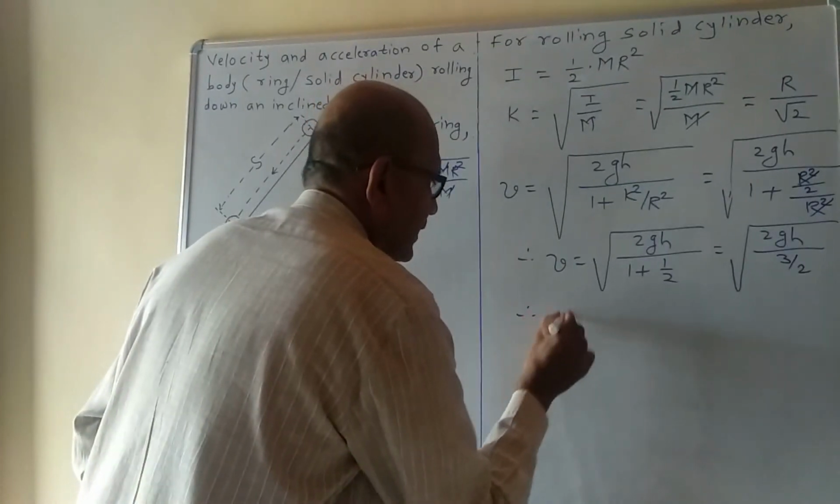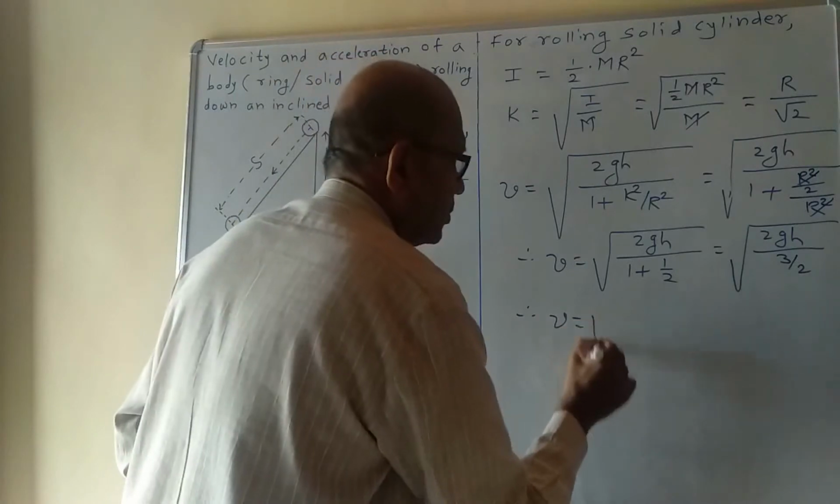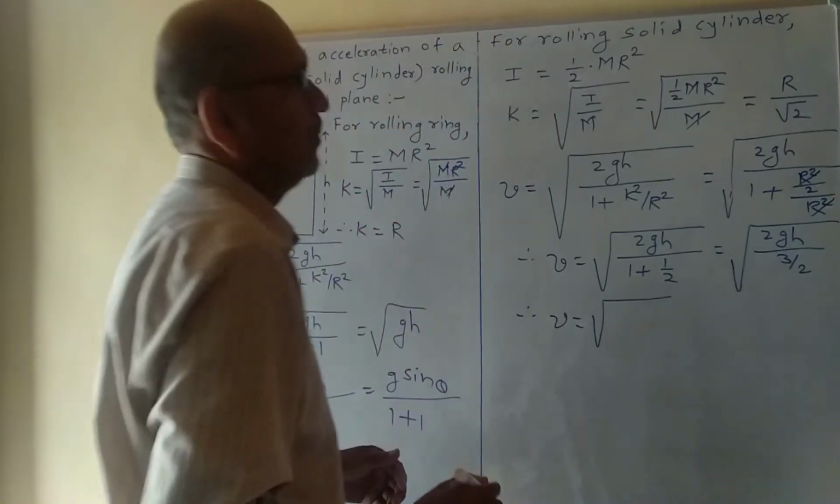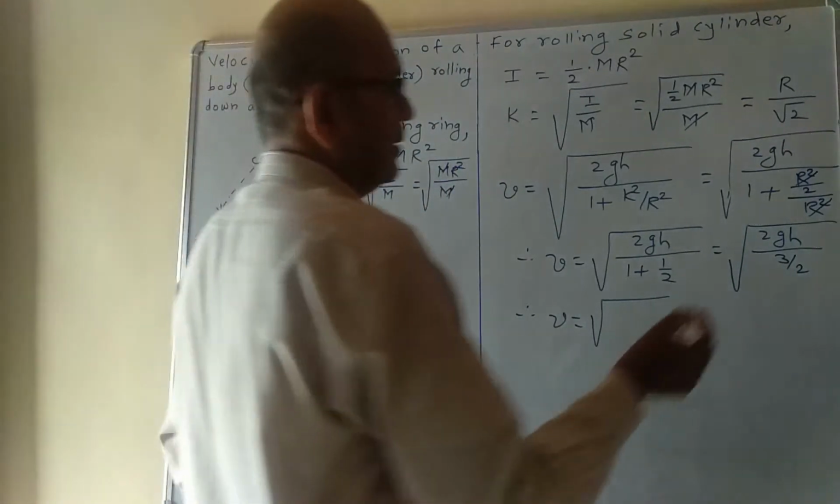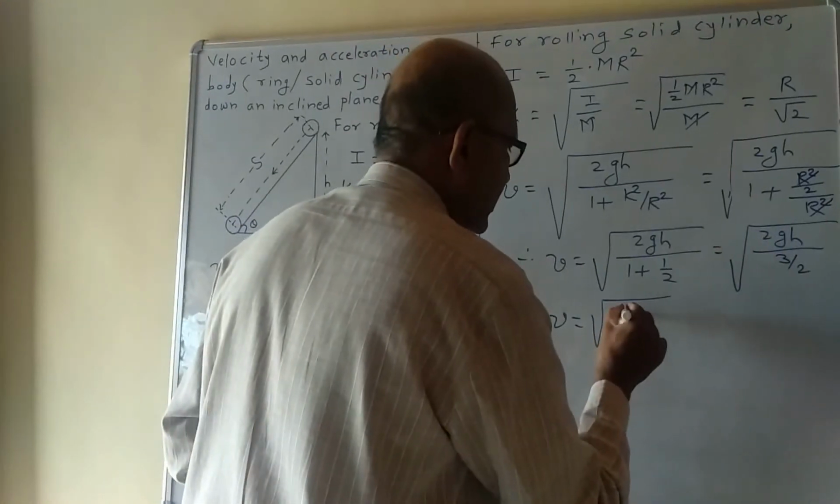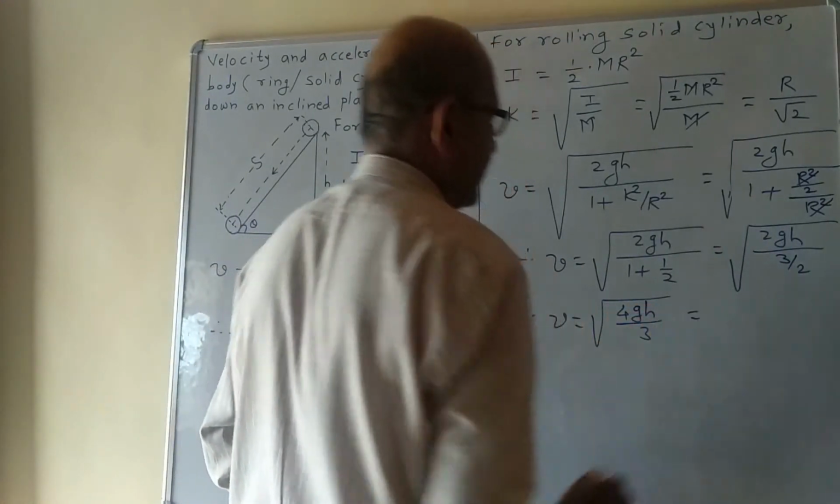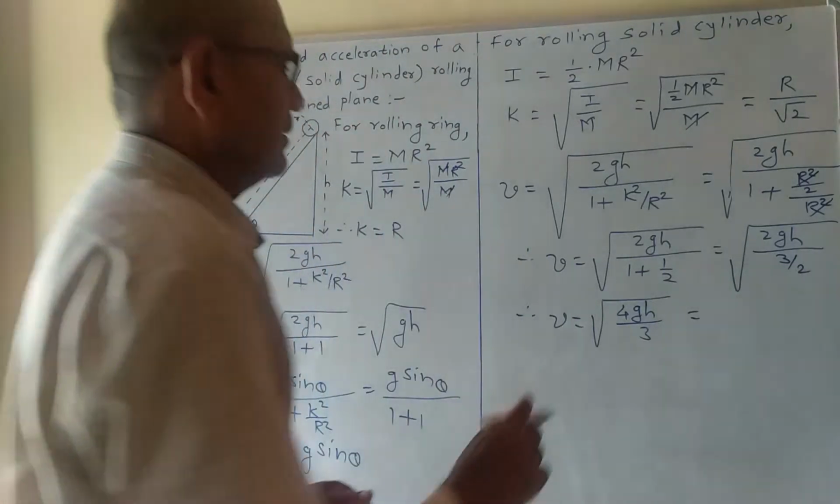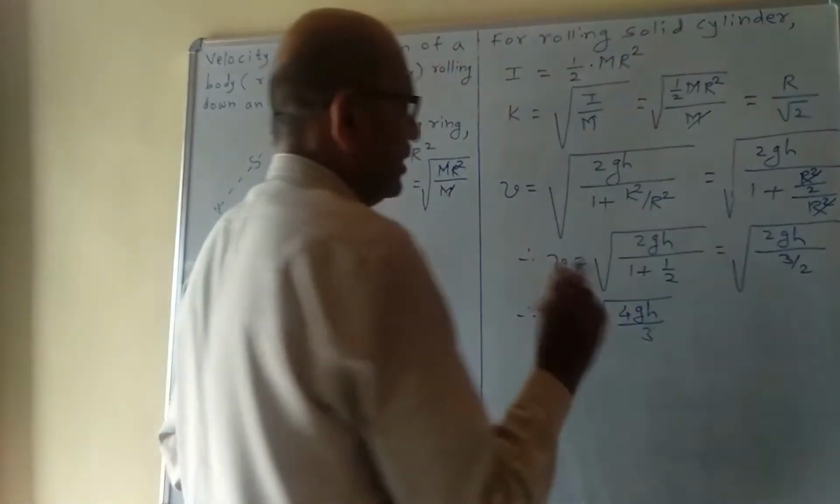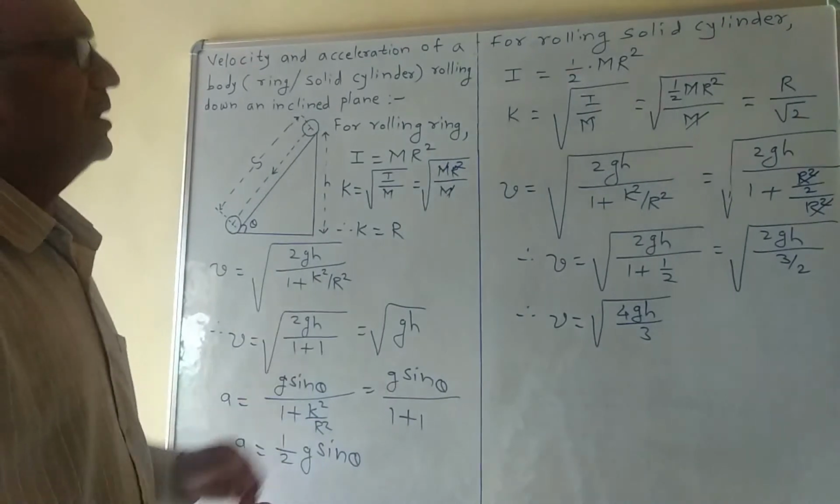Therefore, v is equal to under root of 4gh upon 3. This gives the velocity of the rolling solid cylinder.